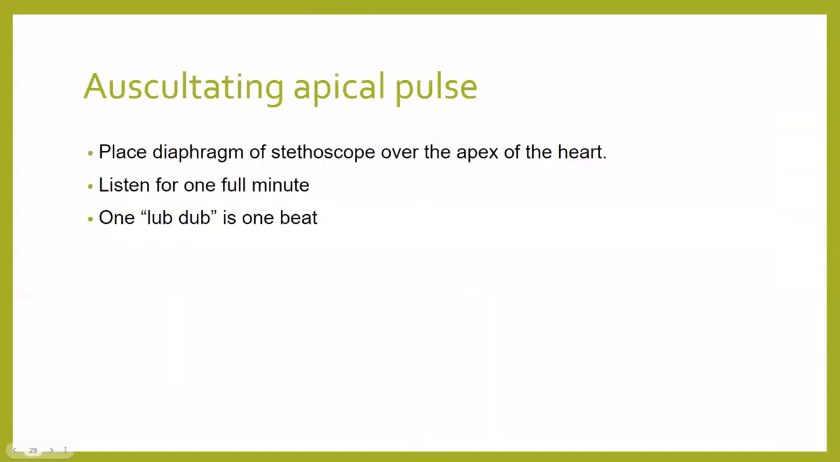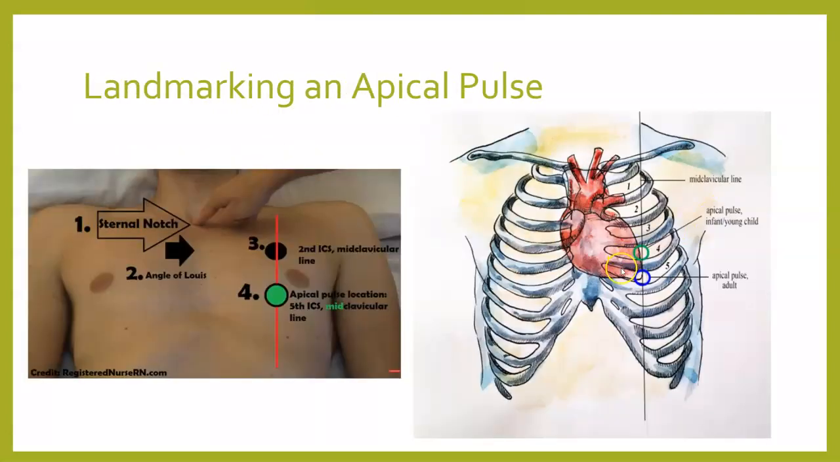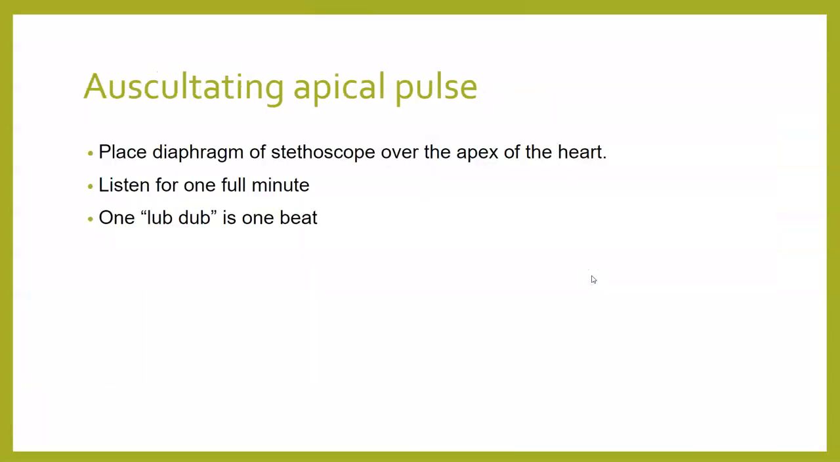So if you are listening to an apical pulse, then you want to place the diaphragm of the stethoscope, that's the bigger part of the stethoscope, over the apex of the heart. So the apex of the heart is right here. So this is your apex, okay? So you're going to listen over the apex of the heart for 1 full minute.